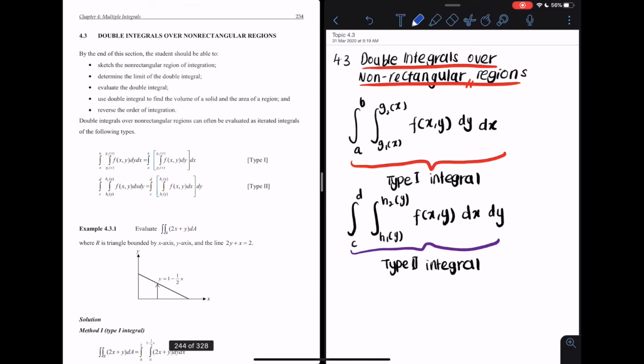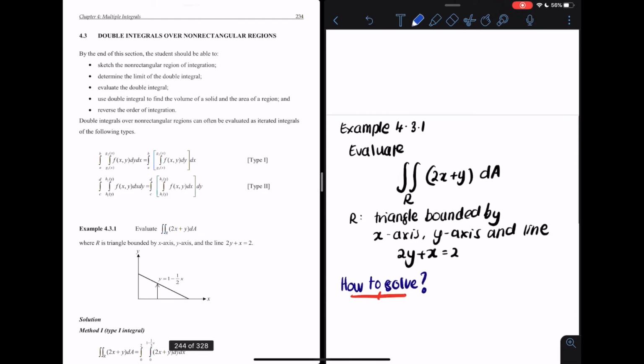That's why we call it non-rectangular regions. The same thing as mentioned earlier will happen in topic 4.3, where you can always solve the problem either by using a type 1 integral or a type 2 integral. So without further delay, let's move to example 4.3.1. The author asks you to evaluate the following double integral over region R, where R is a triangle bounded by the x-axis, the y-axis, and the line 2y plus x is equal to 2.